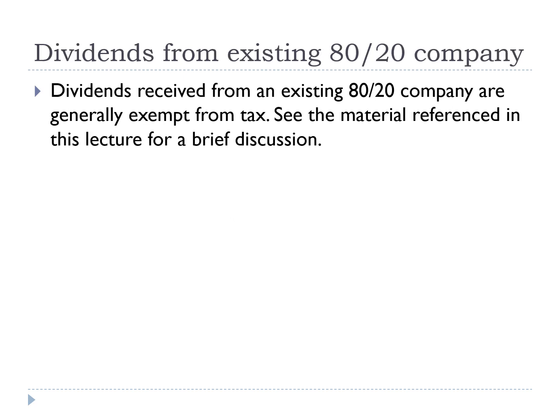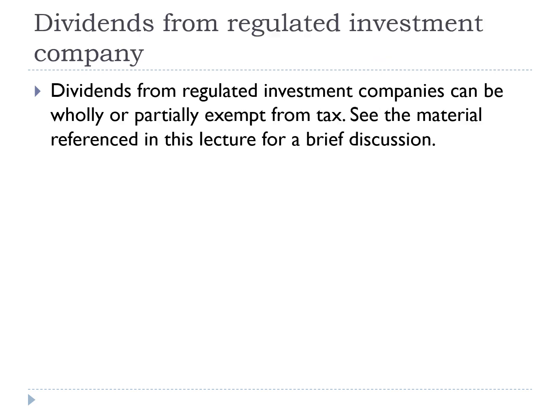Dividends received from an existing 80/20 company are generally exempt from tax. See the material referenced in this lecture for a brief discussion. Dividends from regulated investment companies can be wholly or partially exempt from tax. See the material referenced in this lecture for a brief discussion.